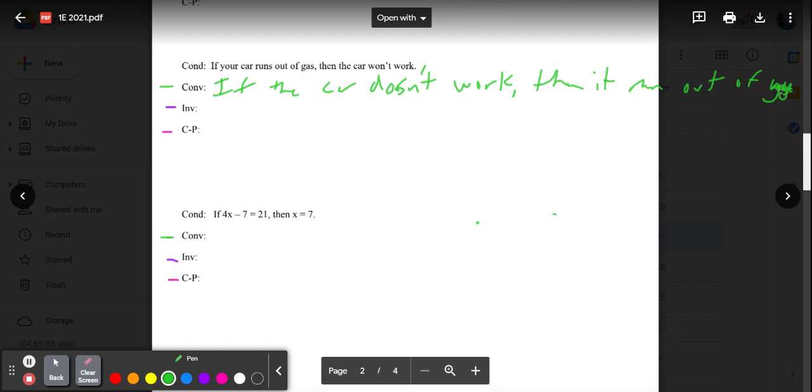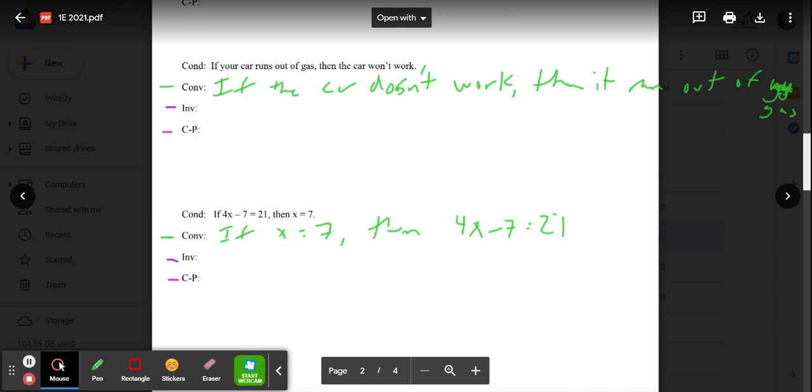Okay, I'm kind of getting off the page there. So if the car doesn't work, then it ran out of gas. Pardon my handwriting. Just make sure you listen and copy down if you need to. Okay, so if we're looking at this conditional down here, if 4x minus 7 equals 21, then x equals 7. So the converse of that would be if x equals 7, then 4x minus 7 equals 21. Try to clean that up a little bit.